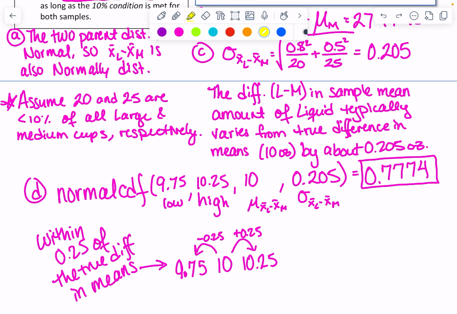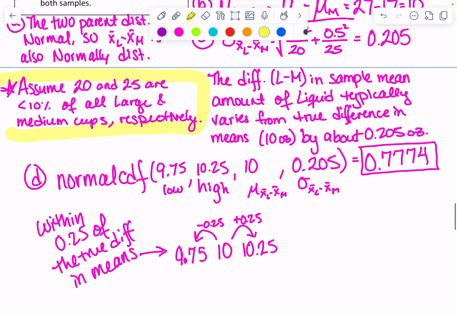Technically, we still do the 10% condition. In this particular case, you don't have to, but if it makes you feel better, you could always do it just in case, like we did here. I'm pretty sure in a quote-unquote infinite amount of soda, 20 is less than 10% of infinity, and 25 is less than 10% of infinity. Okay, and then we just put all that together. You said it was normal. We have the mean and the standard deviation from before, and then we just use that last sentence to figure out the high and the low.